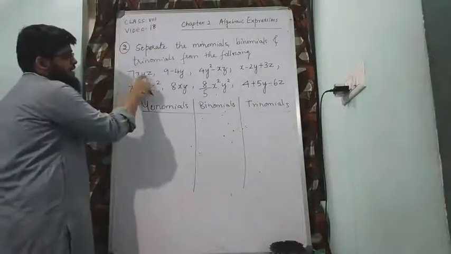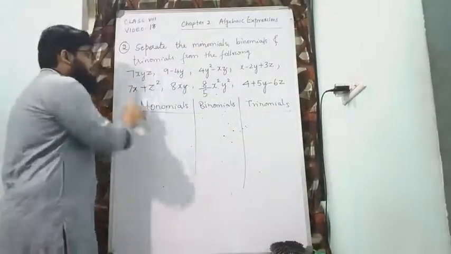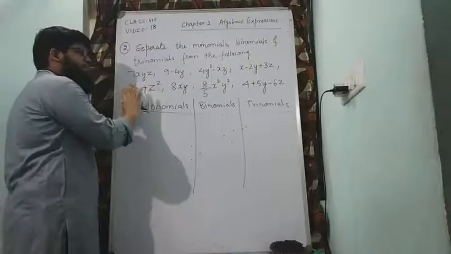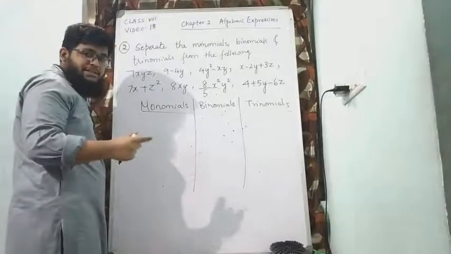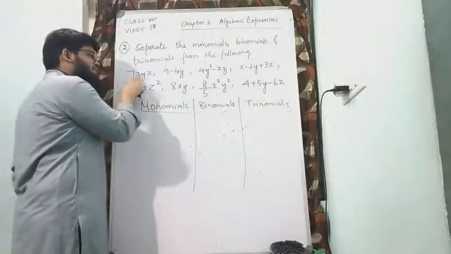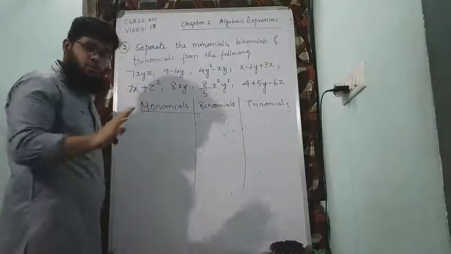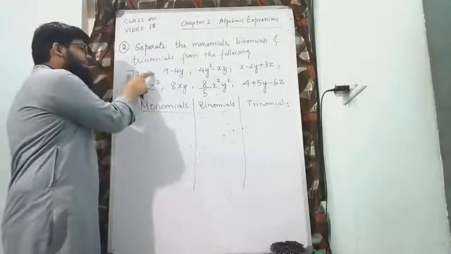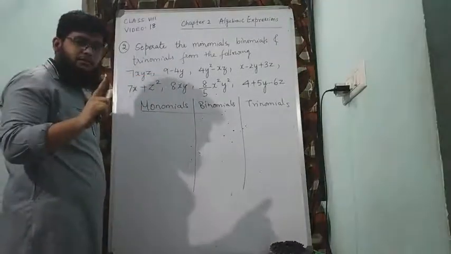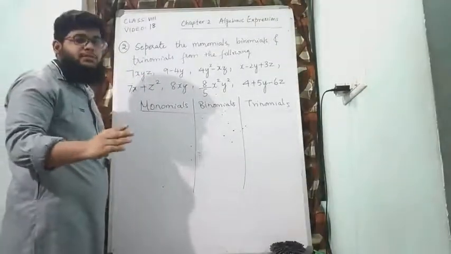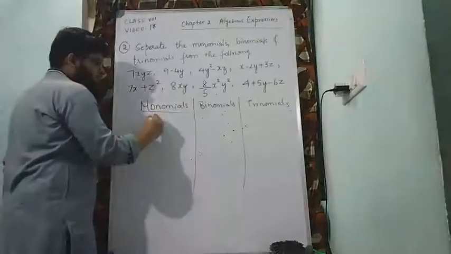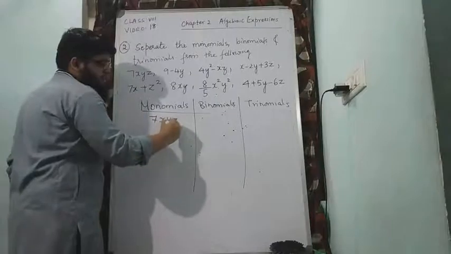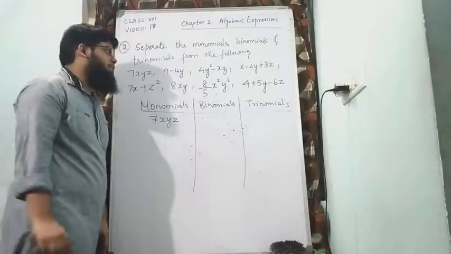Monomials. 7xyz is the first question. There is no plus sign or minus sign in between, so please don't mistake it as 7 as one term, x as another, y as another and z as another. No. 7xyz should be treated as one single term because it is not separated by a plus or minus sign anywhere in between. When it is a single term, it should come under monomial. So 7xyz is an example of a monomial.